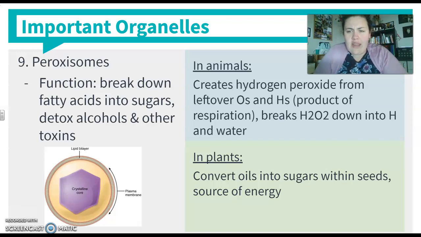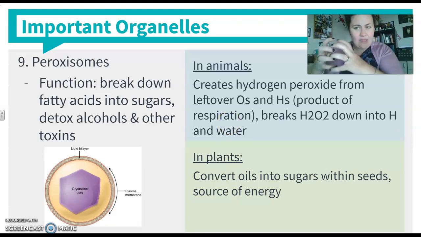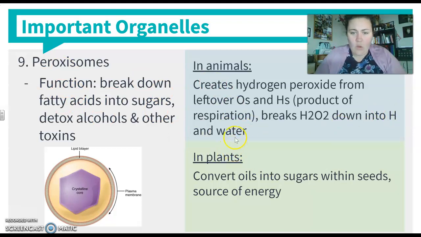So in animals, we are creating hydrogen peroxide from all of those leftovers from respiration. So you have lots of oxygens, lots of hydrogens that are just kind of left over. And so they snap into hydrogen peroxide, which is not great. It destroys cells. So peroxisomes are in charge of breaking that apart into hydrogens and waters. And in plants, a lot of times they can convert oils, these fatty acids, down into something more usable, especially in the seeds. The plant puts a lot of oils into the seeds because it's easier to store that way, and then peroxisomes help break it apart so that the plant can actually use it.